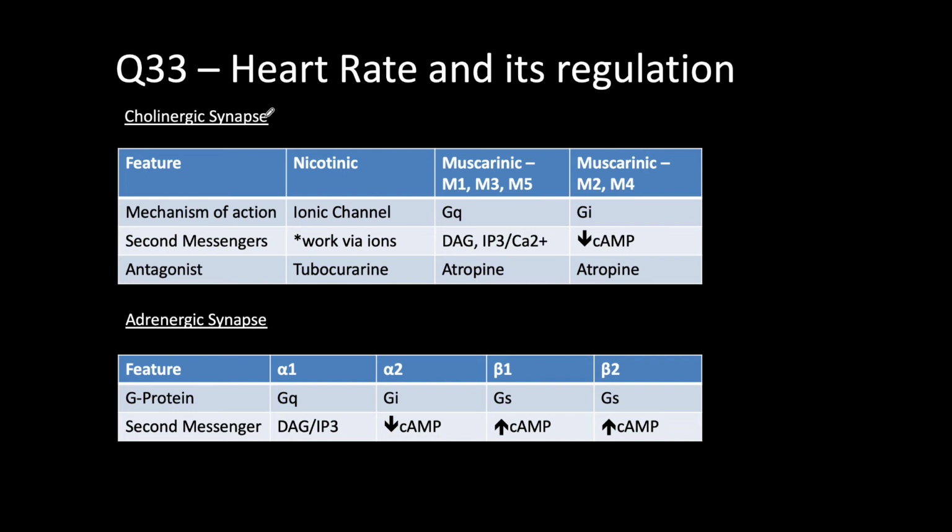So let me tell you first about cholinergic synapse, which is any synapse where acetylcholine is involved. And acetylcholine can be released by both preganglionic and postganglionic fibers of the parasympathetic nervous system, right? Whereas an adrenergic synapse involves adrenaline or noradrenaline. They're the neurotransmitters inside an adrenergic synapse. Whereas in a cholinergic synapse, the neurotransmitter released by the fibers is acetylcholine.